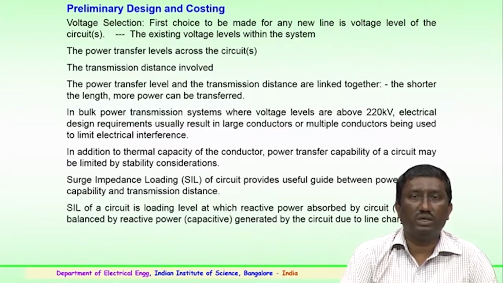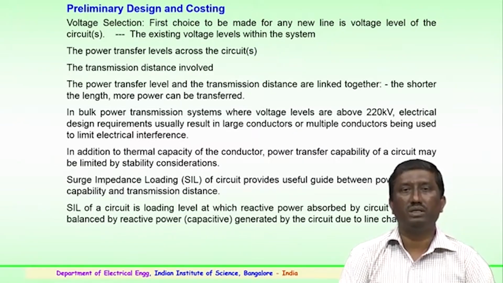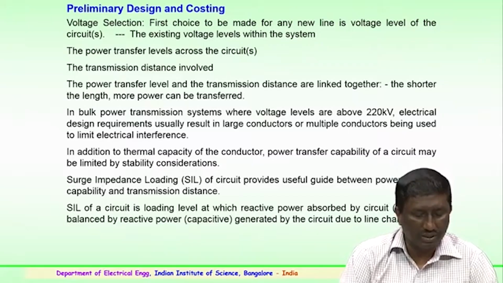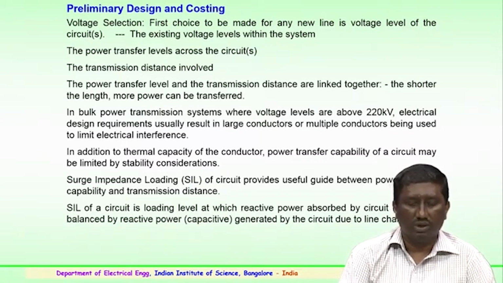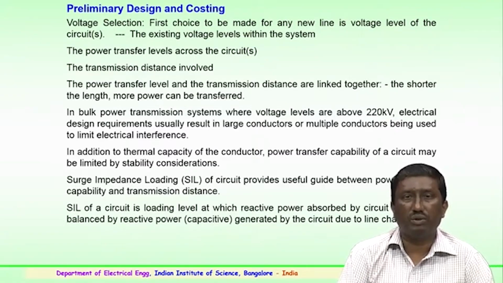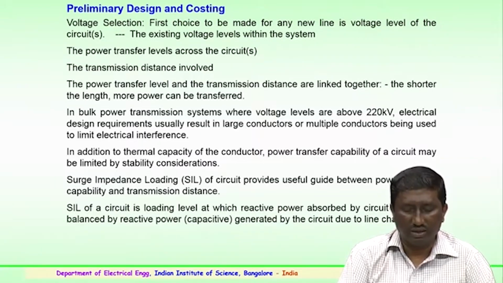In addition to the thermal capacity of the conductor, the power transfer capability of a circuit should be limited by the stability considerations which are planned. The important component being the surge impedance loading. The surge impedance loading of a circuit provides useful information between the power transfer capability and the transmission distance. This is a very important line.